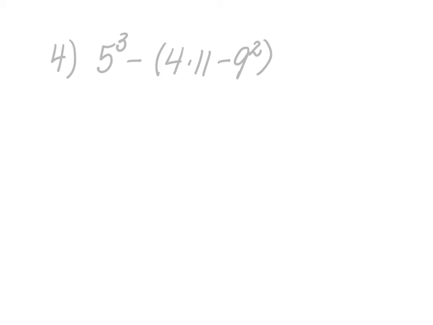And our last problem, number 4, is 5 cubed minus 4 times 11 minus 9 squared. All right, so we have a lot going on. Remember that we first want to get this grouping symbol down to one number. So within this grouping symbol, we have to do our exponents first. So the 9 is being squared. So 9 squared is 81. So I'm going to bring this down as 4 times 11 minus 81, and then bring down the rest of my problem. So I'm still working within the grouping symbol.